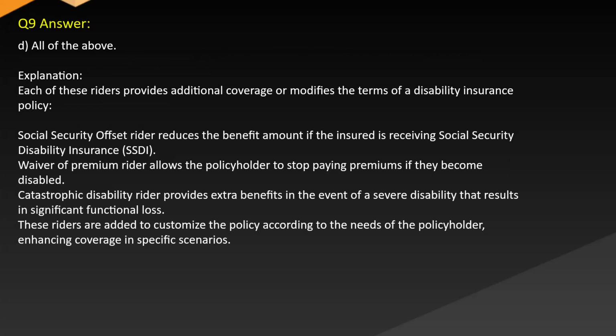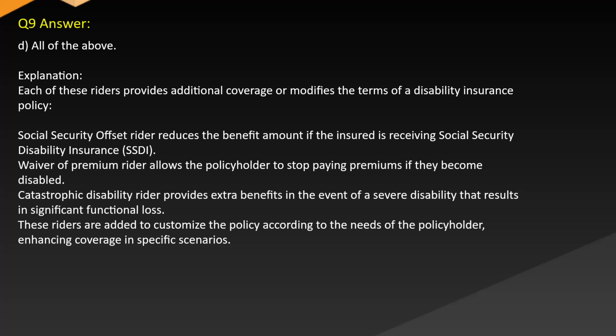Answer: D. All of the above. Explanation: each of these riders provides additional coverage or modifies the terms of a disability insurance policy. Social Security offset rider reduces the benefit amount if the insured is receiving Social Security disability insurance (SSDI).